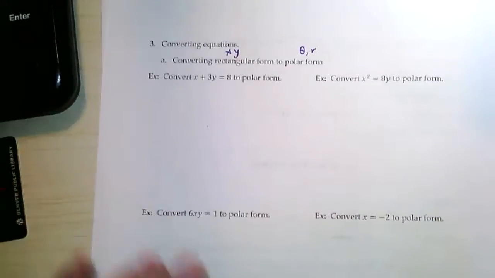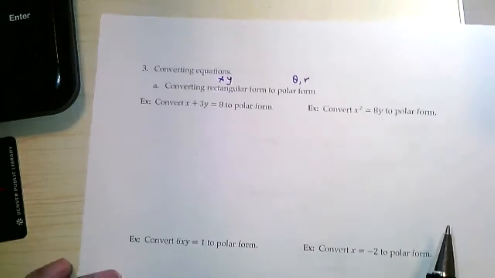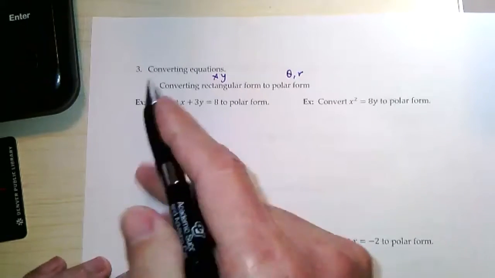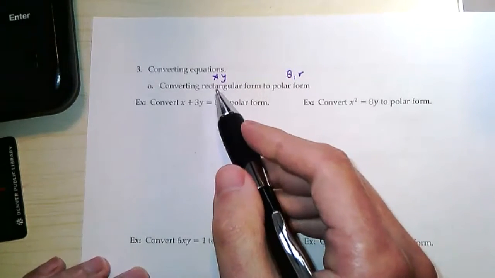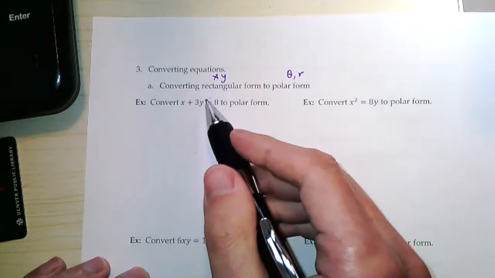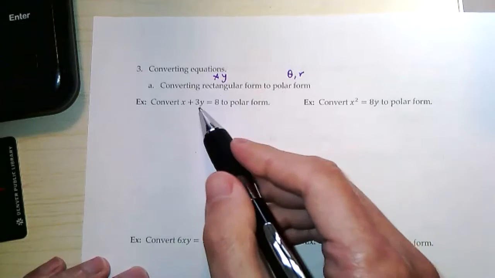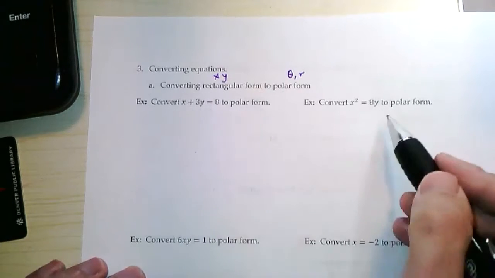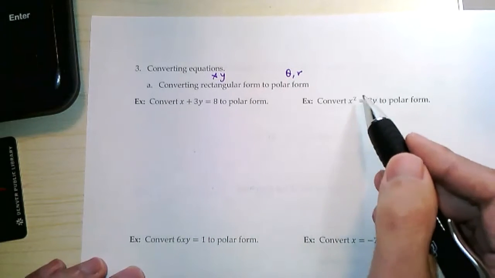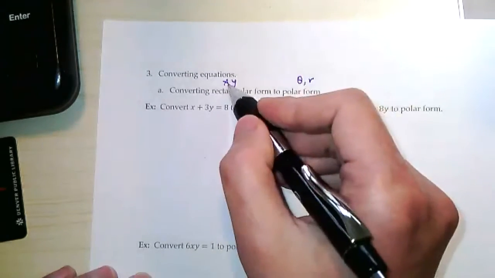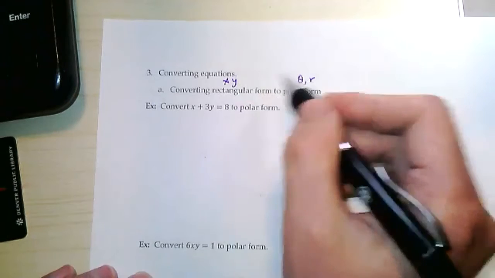Okay. So this is the 5th page of the lecture notes. Here, our task is converting equations. We're not just converting points. Converting rectangular form to polar form. We're given such an equation and such an equation. We don't know what it is. However, we know how we can convert from x and y to theta and r.